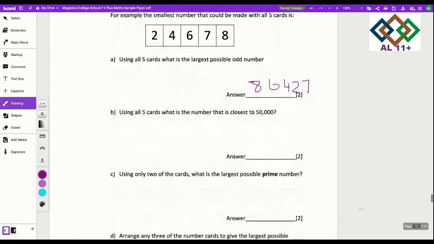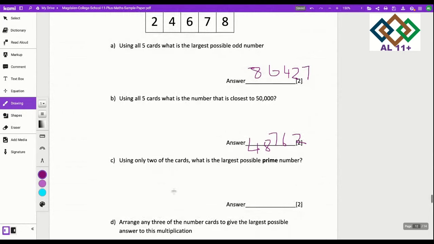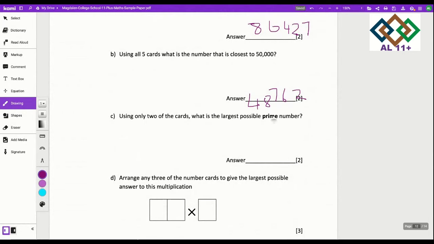And now they are saying using all the 5 cards, which is the number that is closest to 50,000? That is 4, 8, 7, 6, 2. Using only 2 cards now, you have to make the largest possible prime number, that is 67.